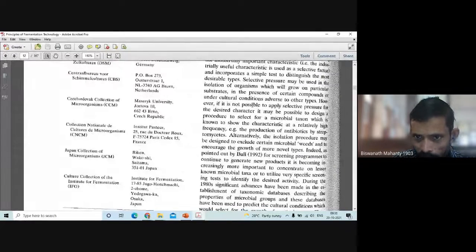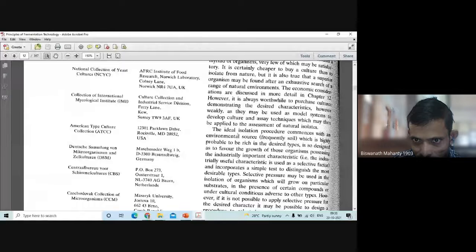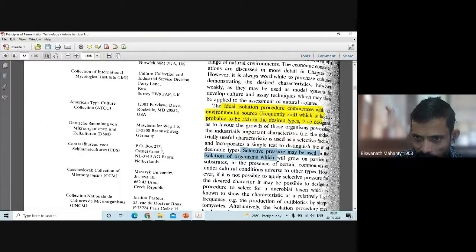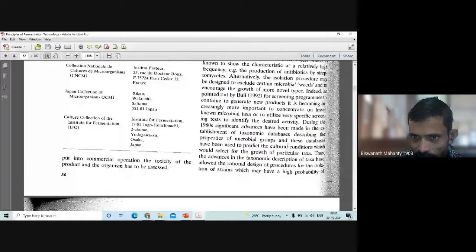So first one, a possibility is the ideal isolation procedure. I already talked in our last class using soil. We can put some selection pressure on that. I already told using substrate, that is yesterday's discussion. That is also one of the approaches.